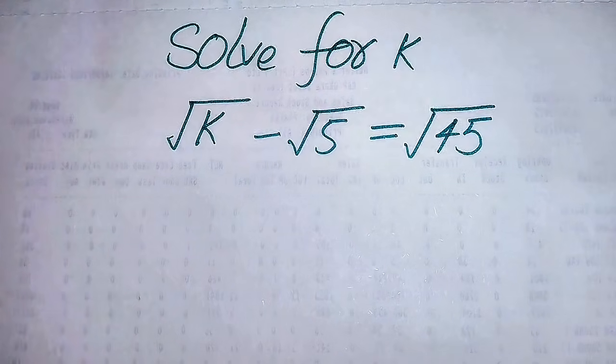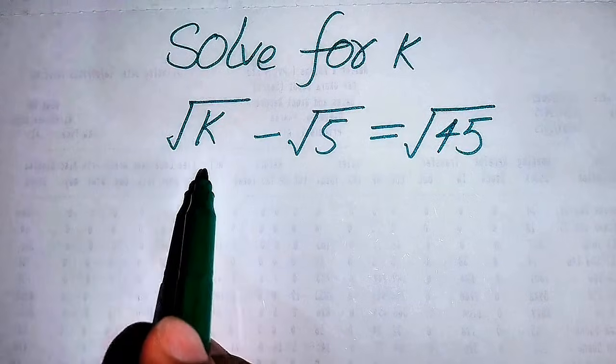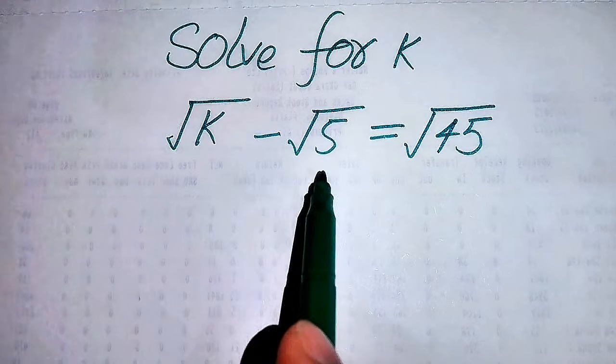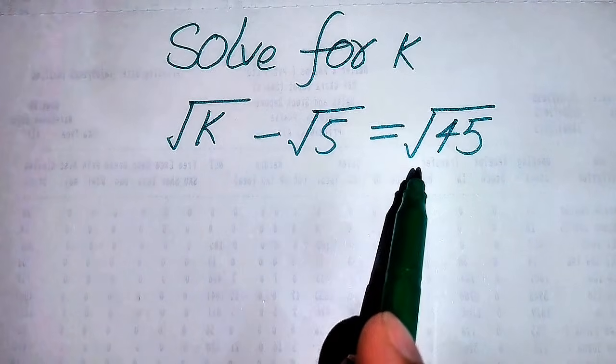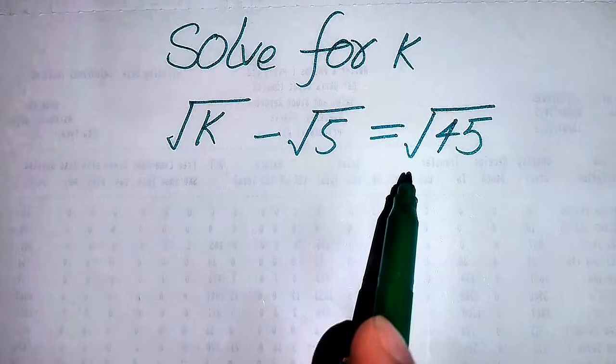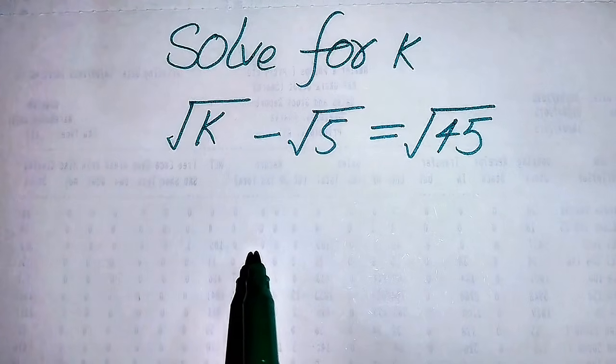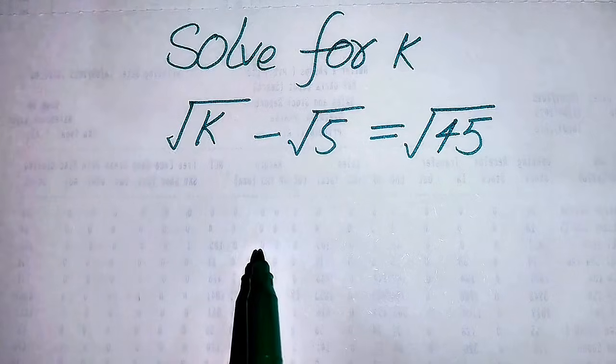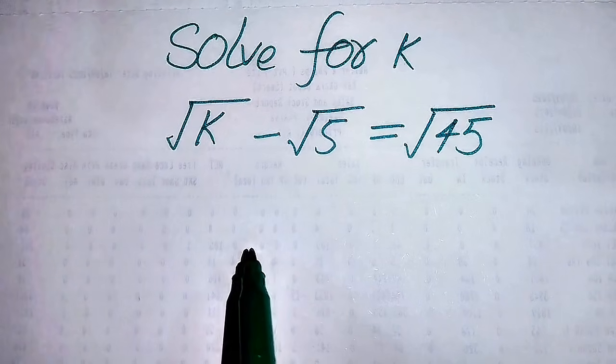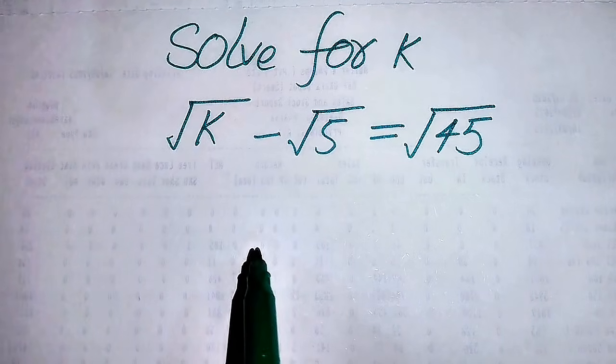Hello everyone, how to solve this problem for the values of k if we have square root of k minus square root of 5 is equal to square root of 45. Here we need to find all the roots of this equation, and at the last we will verify which of the roots are solutions and which of the roots are extraneous roots.